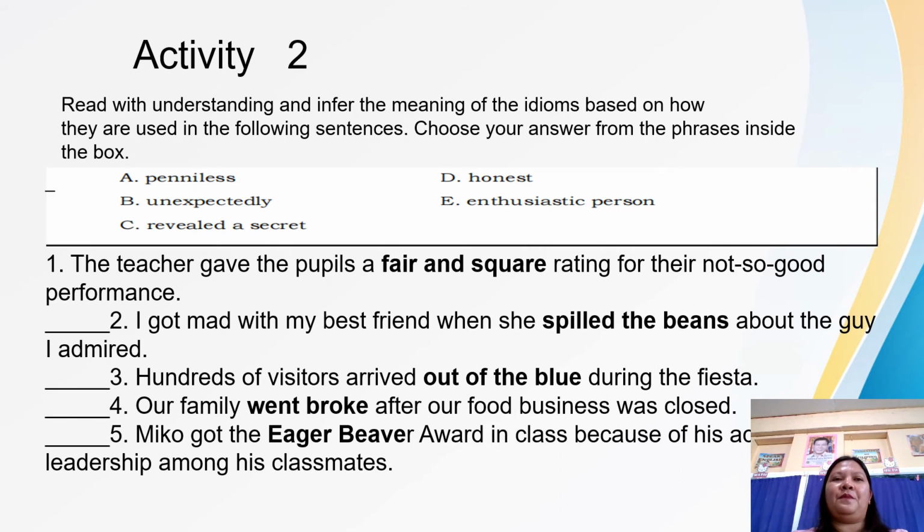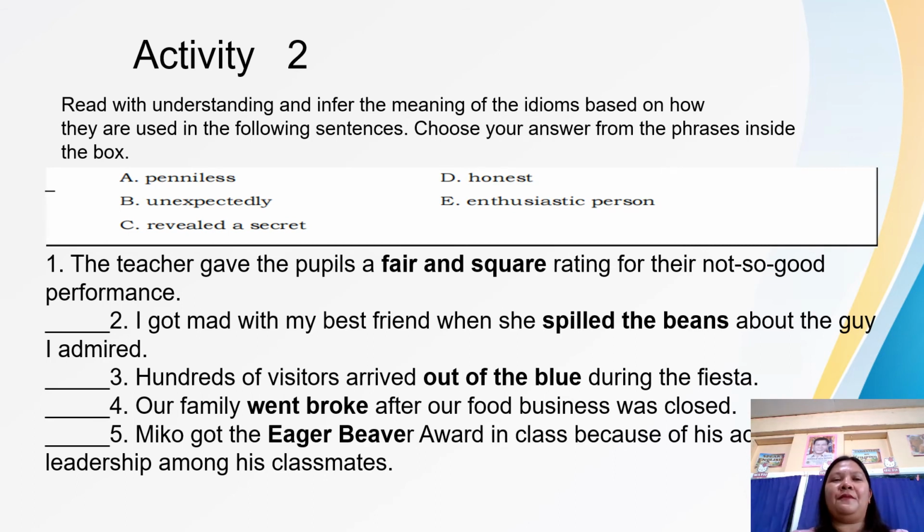Number 4. Our family went broke after our food business was closed. Went broke A. Penniless. B. Unexpectedly. C. Revealed a secret. Or D. Honest. E. Enthusiastic person.